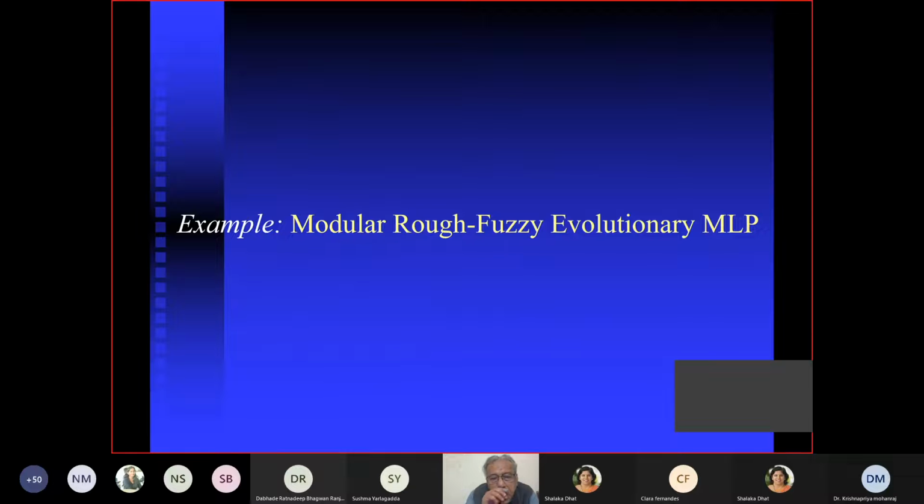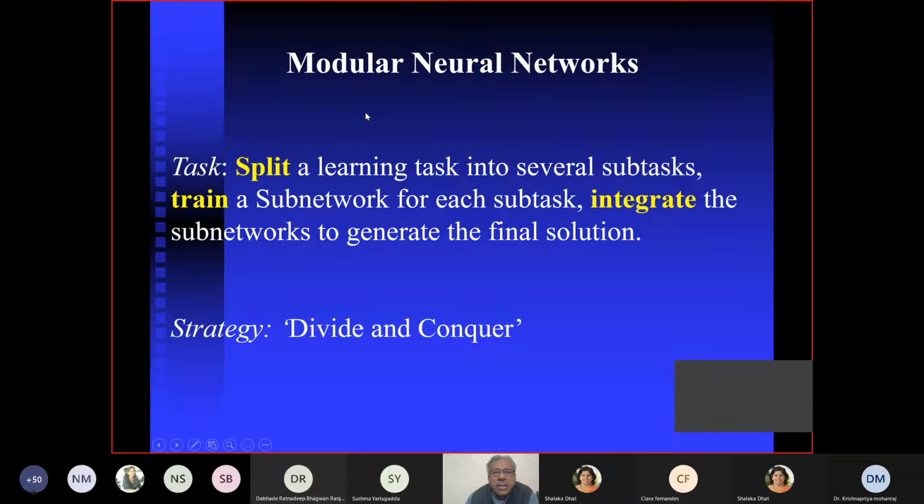So for example, we use modular rough fuzzy evolutionary MLP. What is the principle of modularity? That you split a learning task into several subtasks. Train a subnetwork for each subtask. Then integrate the subnetworks to generate the final solution. Very carefully you notice. If you have one network with a large number of inputs and a large number of outputs, then it is very difficult to manage and train. And it can get stuck in local minima and so on.